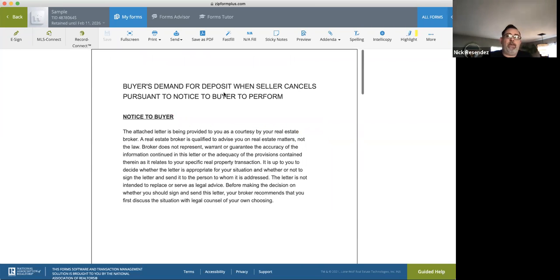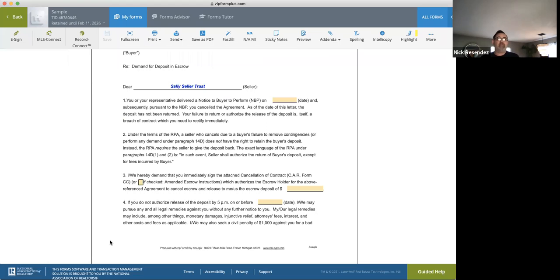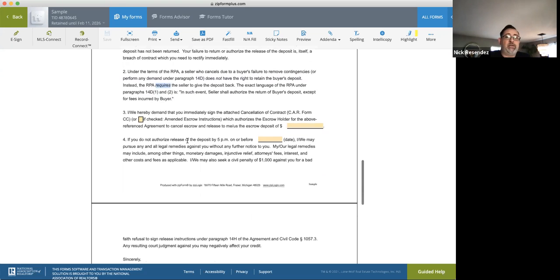So again, it's buyer's demand for deposit when seller cancels pursuant to a notice to perform. So this would be a scenario where the seller gives the buyer a notice to perform. The buyer does not remove the contingency that's noted, and then the seller sends cancellation. And instead of giving the deposit back to the buyer, they try to keep the deposit. Well, you can't do that because the contingency is not removed. So it says, seller, you gave us a notice to perform, and then you cancel the agreement. Under the terms of the contract, you do not have the right to retain the buyer's deposit. Paragraph 14D says that. Instead, it requires the seller to give a deposit back. Here, we are hereby demanding you immediately sign the cancellation attached, or the escrow instruction that is a cancellation and release of deposit.